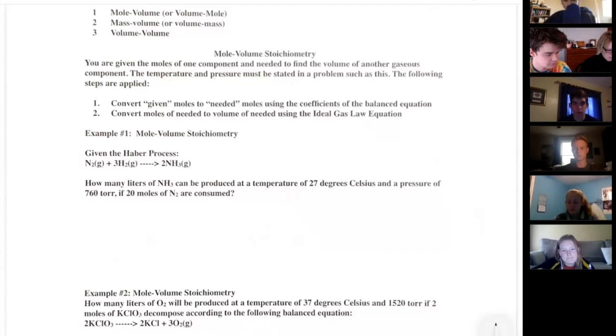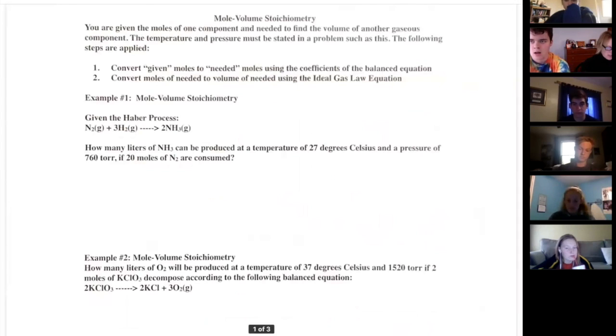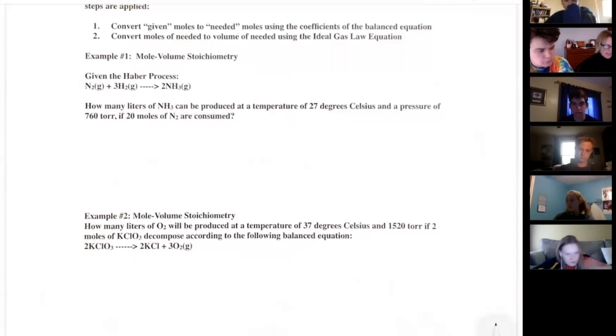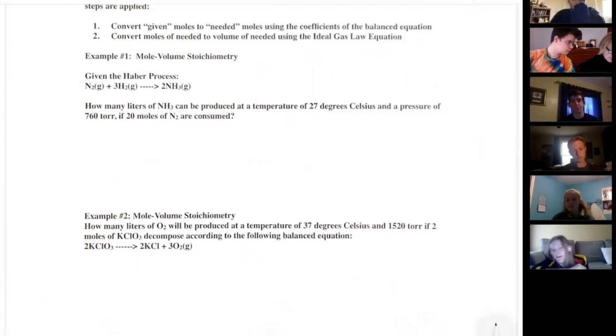So here's a mole-volume stoichiometry example. Given the Haber process, which is the process of producing ammonia gas, just taking the elements nitrogen and hydrogen and producing ammonia, you are going to have to calculate how many liters of ammonia can be produced at a temperature of 27 degrees Celsius and a pressure of 760 torr if 20 moles of nitrogen are consumed.